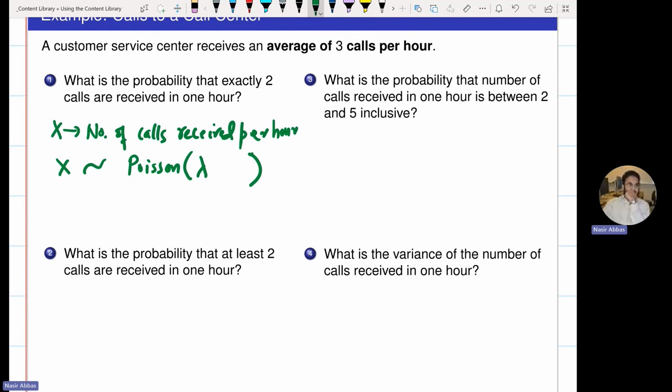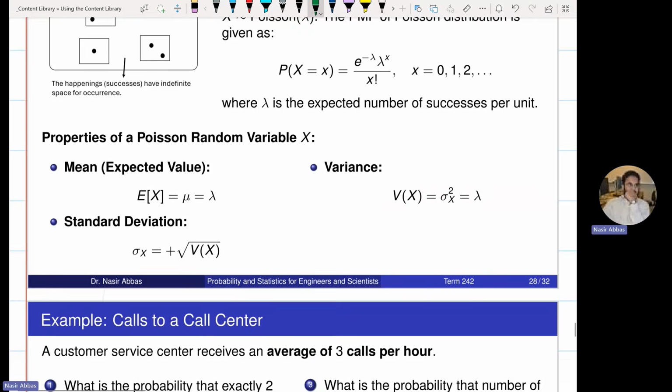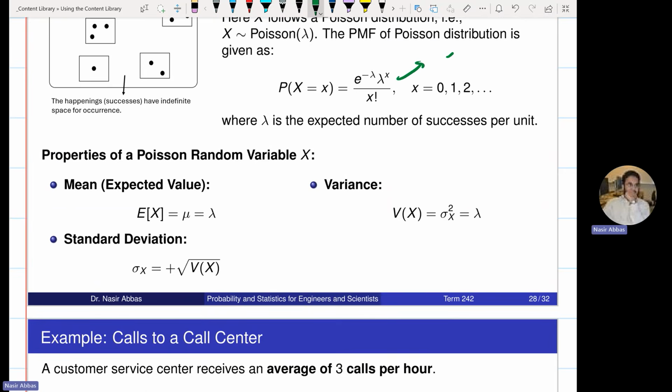What is the average of X? It should be given in the question either directly or indirectly. What is given here? 3. You can just plug this 3 in here and you will have the full PDF. E to the power minus 3, 3 to the power x over x factorial.